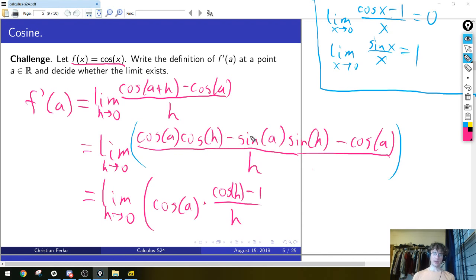Now, a fraction with a sum or difference of terms in the numerator can always be split into multiple fractions. So I'm just going to split this into a second fraction, factor out the minus sine a, and then what's left is the thing in the pink circle, which is sine h over h. Maybe the reason you didn't see that is you didn't realize that we can split a fraction like this. Is this clear why we're allowed to do this? Yes. Okay. Good.